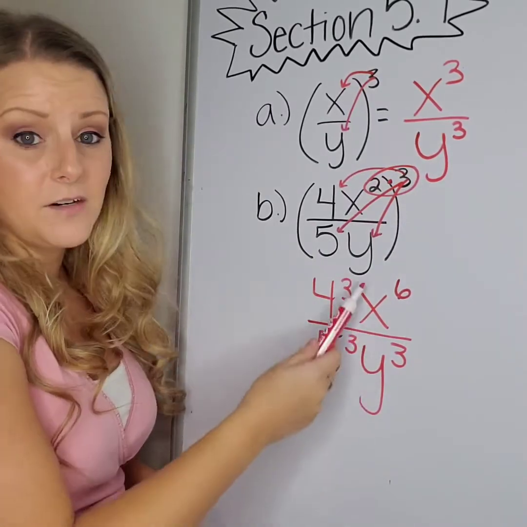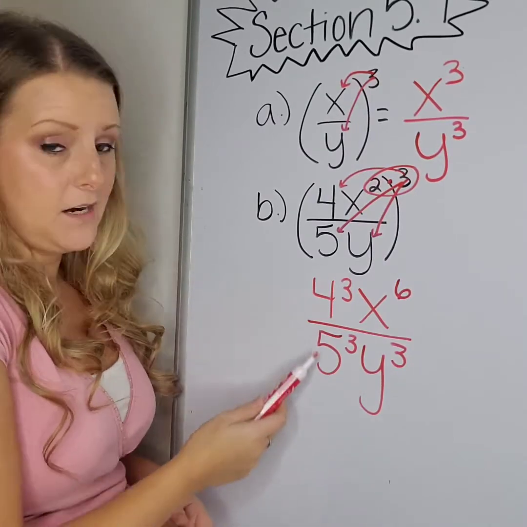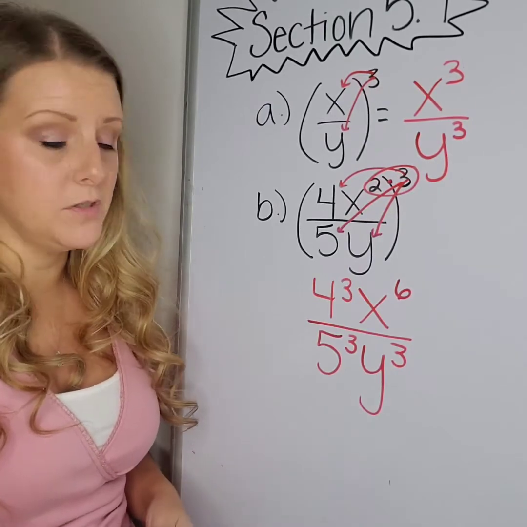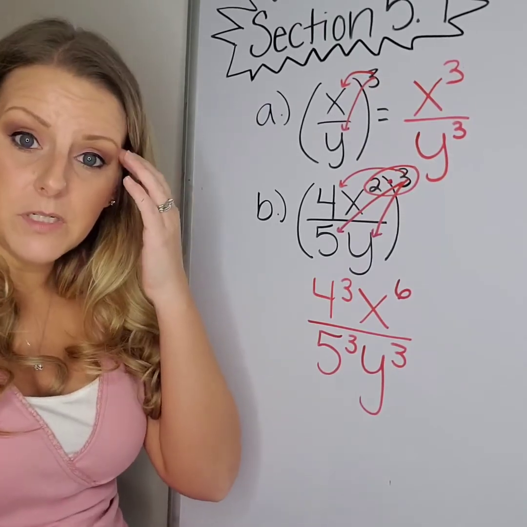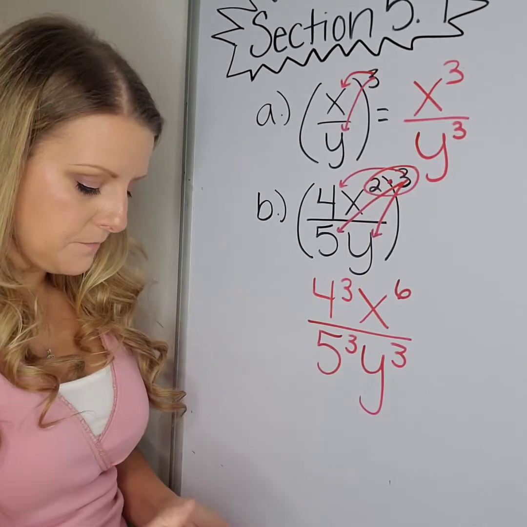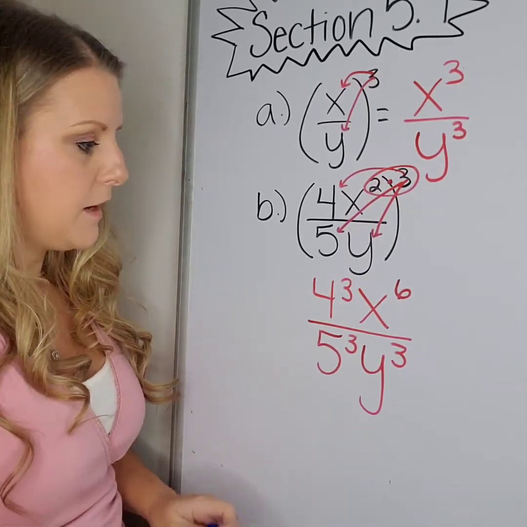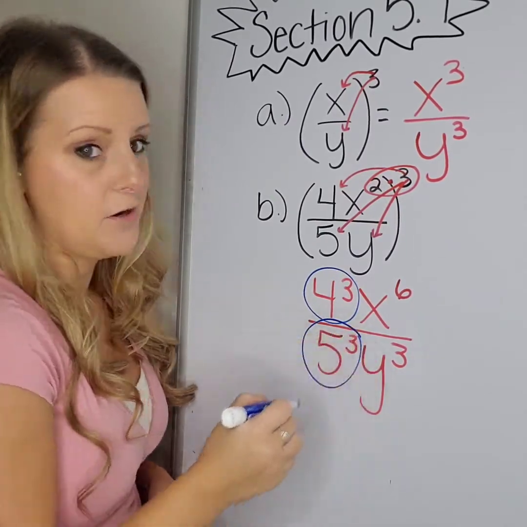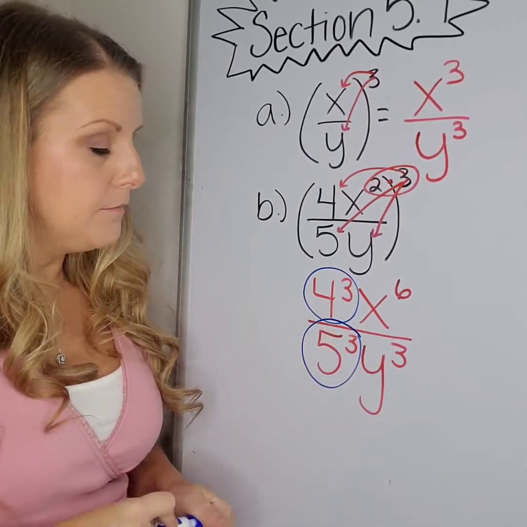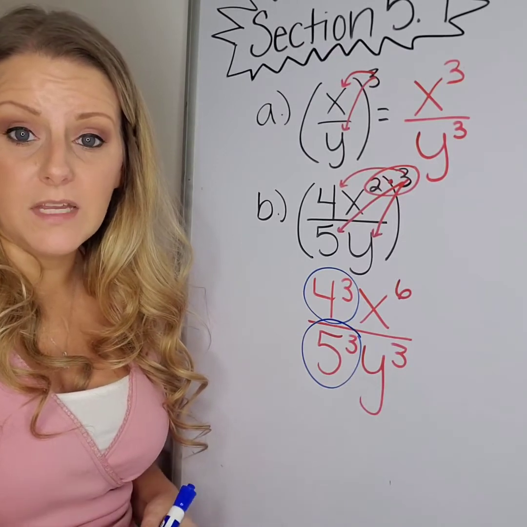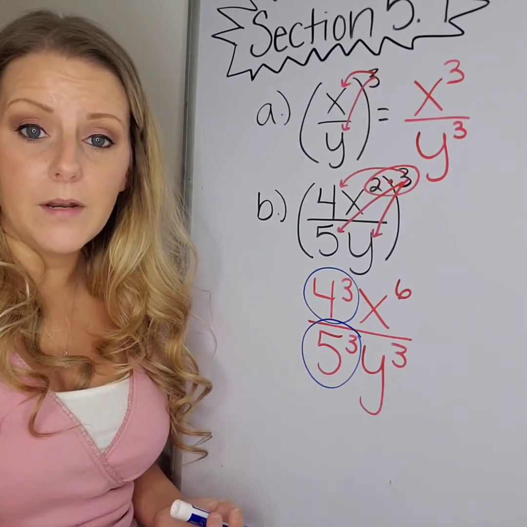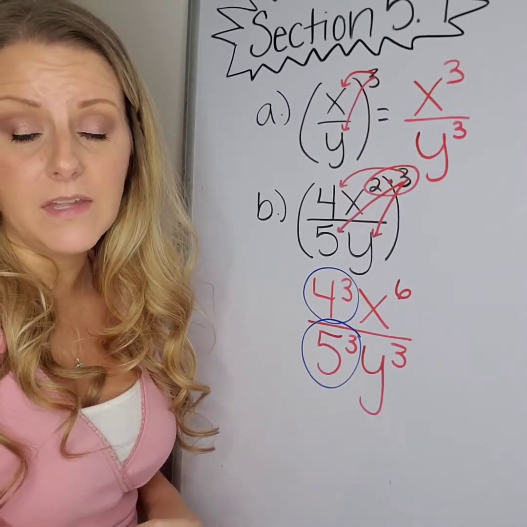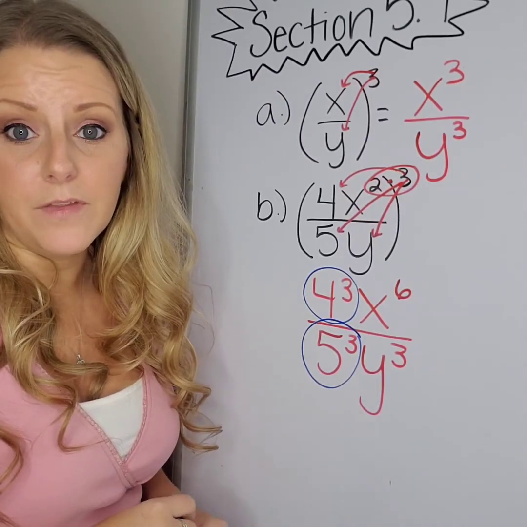Now, these letters are different, and these bases are different as well, so we can't do anything more than just try to figure out what the numbers are. And at this point, it's kind of up to you. You could just leave it like this, or if you'd like, you could figure out what 4 to the 3rd power is and what 5 to the 3rd power is. But for right now, that's okay. We're just going to leave it like that. You might not have a calculator that does that, and so we're just going to keep it like this, and that'll be fine for the test.